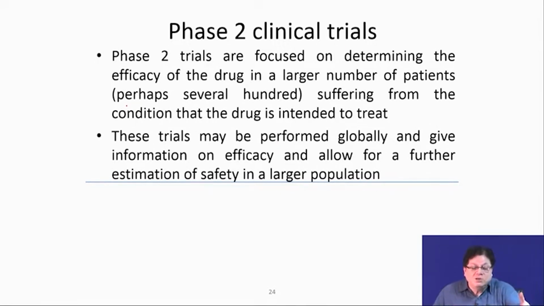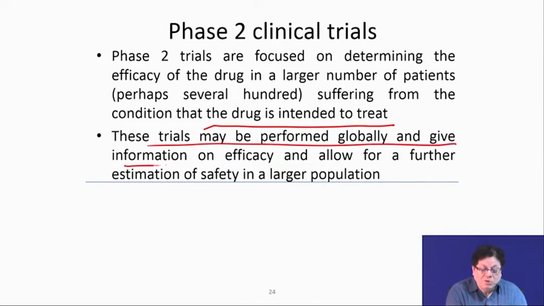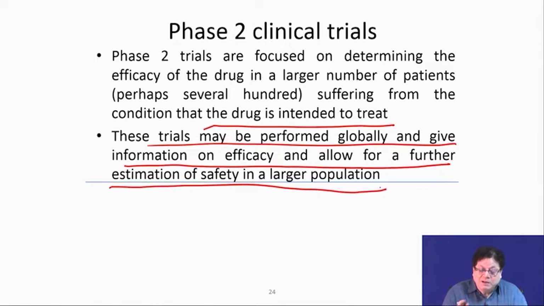In phase 2 clinical trials, you actually take patients now, several hundred, suffering from the condition that the drug is intended to target, and you get information about the efficacy, and also you estimate the safety in a larger population rather than the healthy subjects earlier in the phase 1 clinical trial.